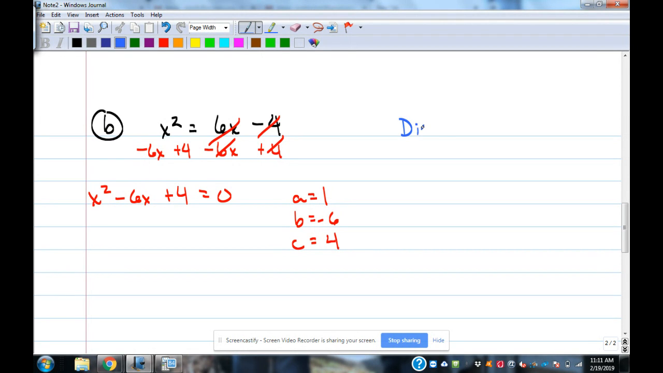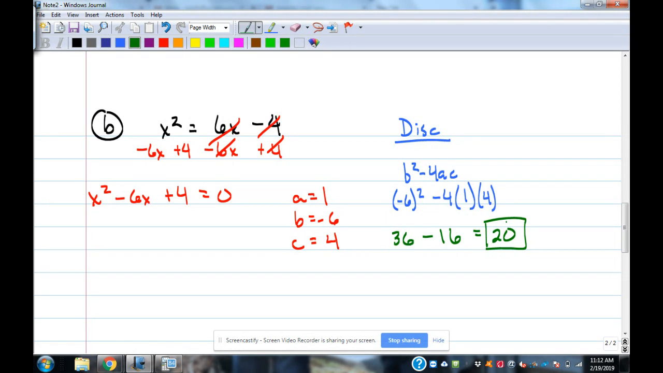Let's go over here and find the discriminant. b squared minus 4ac. So -6 squared minus 4 times 1 times 4. You have to be very careful when you're working out the discriminant. When you square anything, what's the answer going to be? Positive. So that's +36 minus 16, which is 20. What does that tell us about our thing? 2 reals.